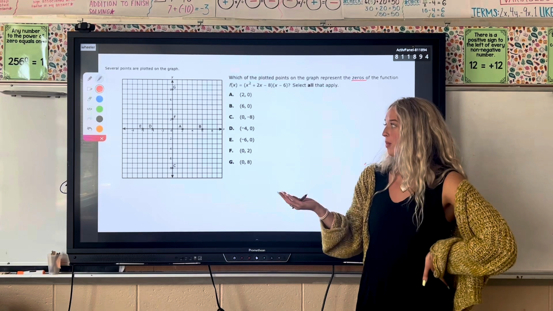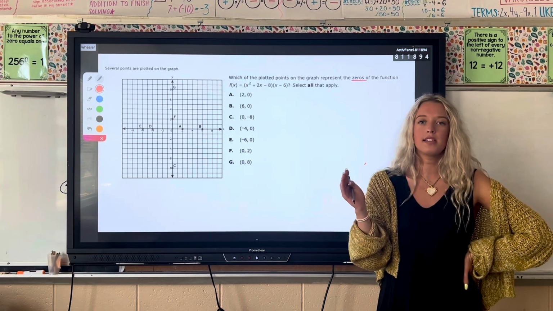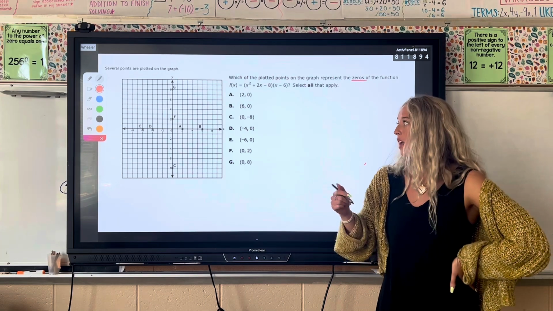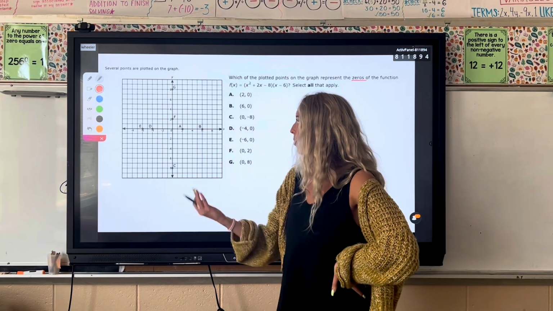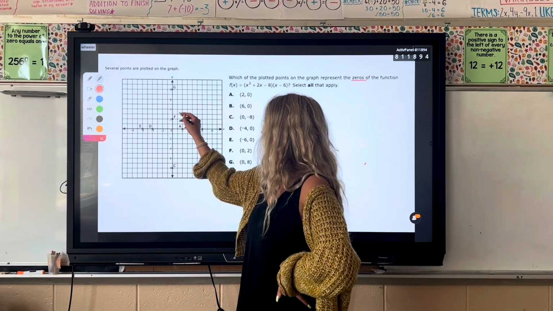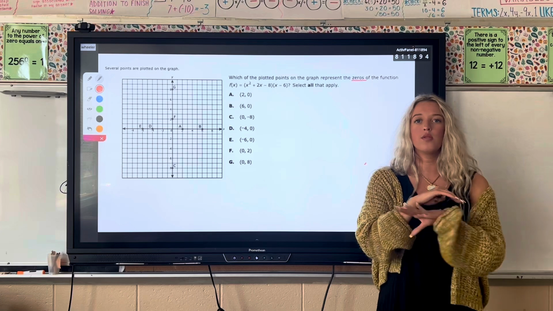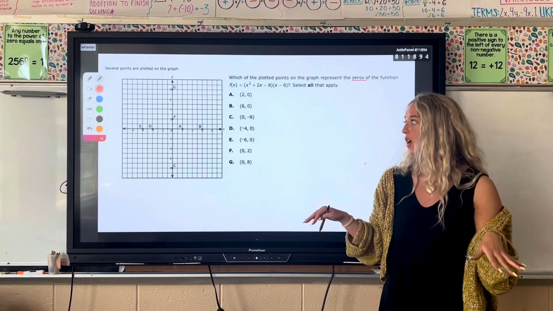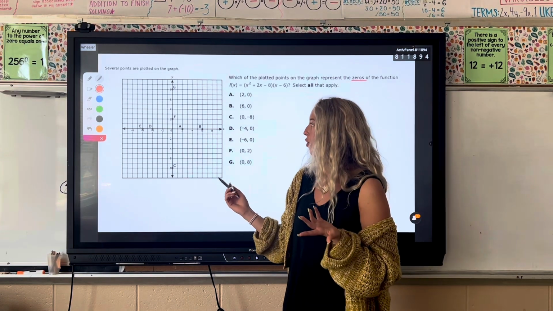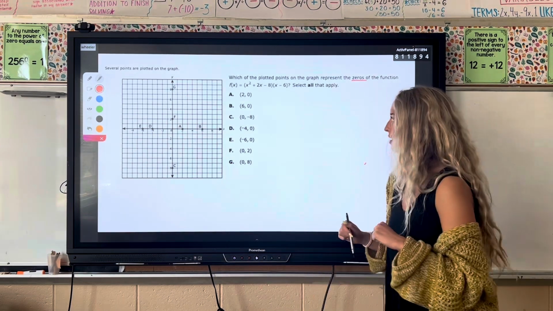So if you remember, the zeros of a function basically just means where it's passing through the x-axis. So in this case, it's a little bit easier. We can use process of elimination. The points C, F, and G are not on the x-axis, so therefore those cannot be zeros of the function. That tells us that we're only left with E, D, A, and B as our option choices.